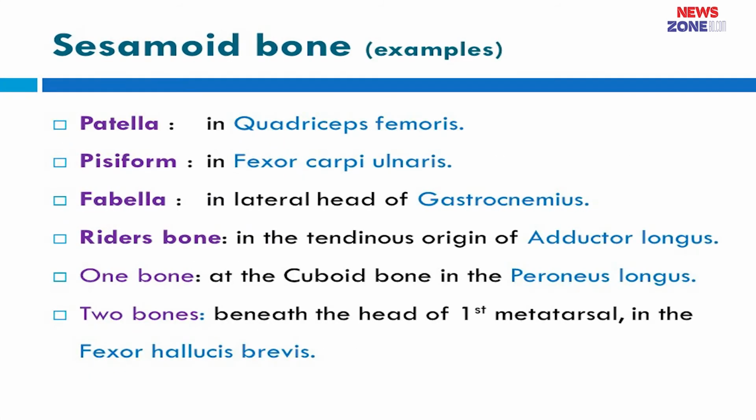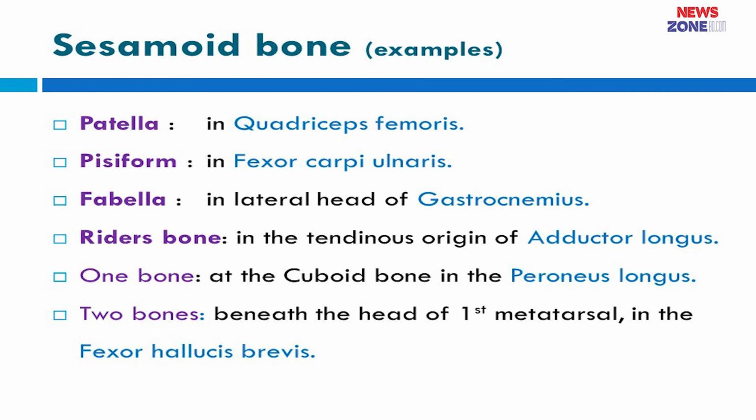Now, some examples of the sesamoid bone. Patella is the commonest example of the sesamoid bones, developed in the quadriceps femoris. Also, pisiform, which is present as a carpal bone in our hand, is developed at the flexor carpi ulnaris. Fabella is another type of sesamoid bone which is developed at the lateral head of the gastrocnemius, that is a calf muscle. Rider's bone is present at the tendinous origin of the adductor longus.